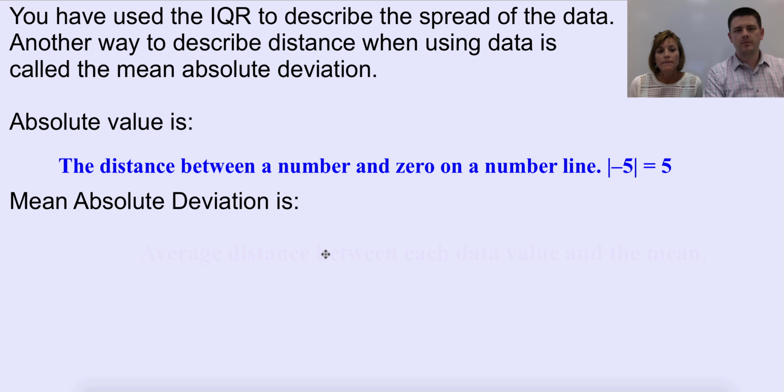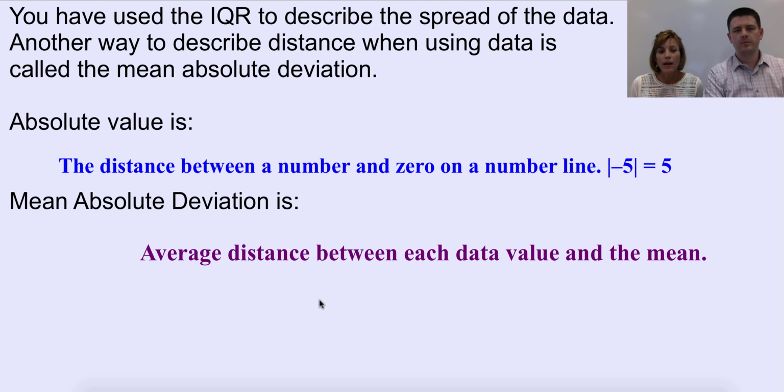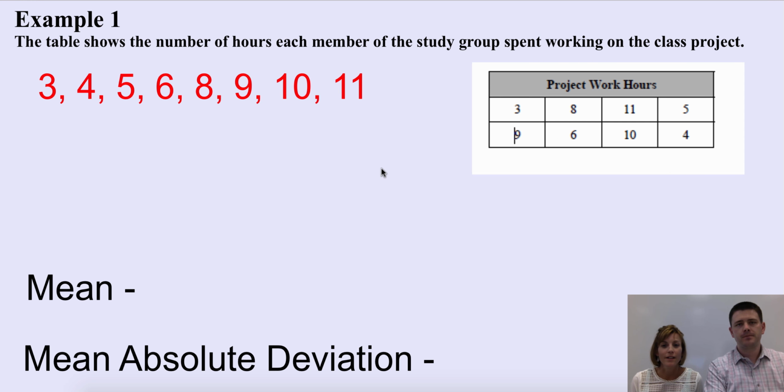And it's going to relate to mean absolute deviation, which is the average distance between each data value and the mean, or the average. So think of it as we're going to calculate the mean, and then we're going to go back and look at each number and see how far it was away from that mean. So exciting. All right, we start by putting our numbers in order.